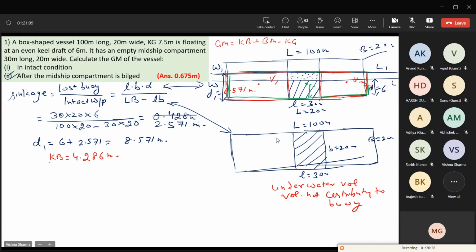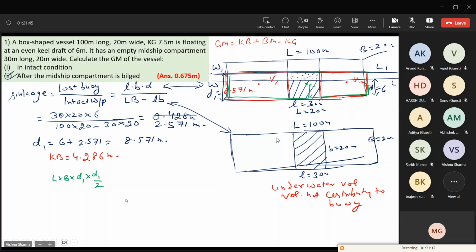Pay attention to the expression I'm using: vertical moment of underwater volume up to W1L1. My eye goes to the diagram on top. First, I identify the underwater volume, which is LBD1. For vertical moment, I multiply by the lever from keel, which is D1 by 2. Is it the vertical moment of underwater volume up to W1L1? Yes, sir.